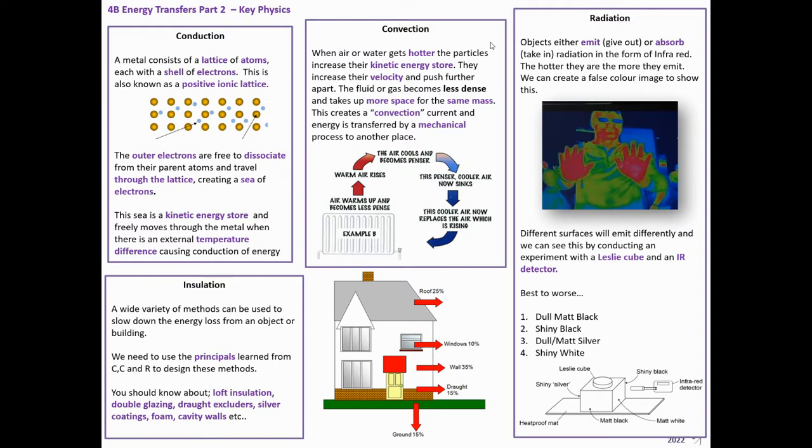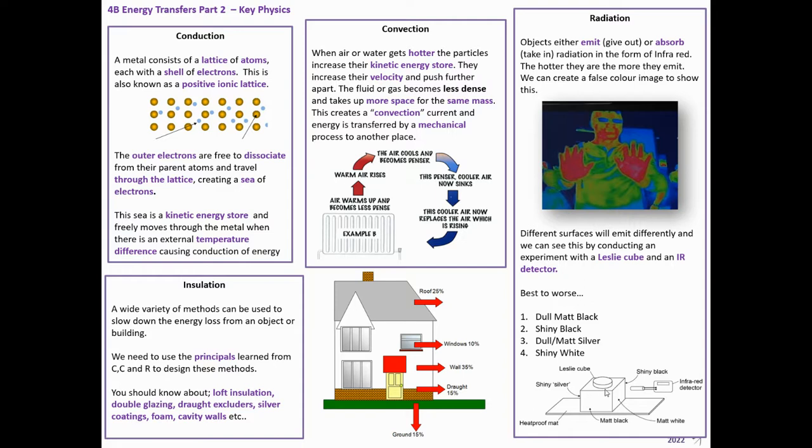We've also got radiation. So objects emit, that gives out means basically, or absorbs, that means take in as a basic idea, radiation in the form of infrared. The hotter they are, the more they emit. And we can get these false color images with people, say there's a difference in temperature to show how it works. And different surfaces will emit differently, and we'll see this by conducting, say, an experiment, what's called a Leslie cube in an IR detector.